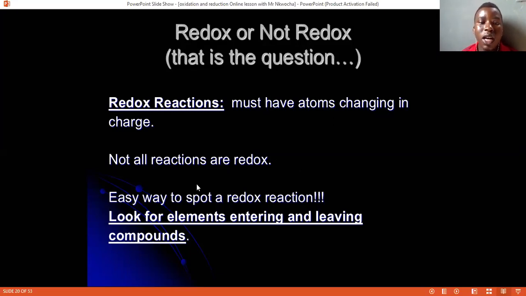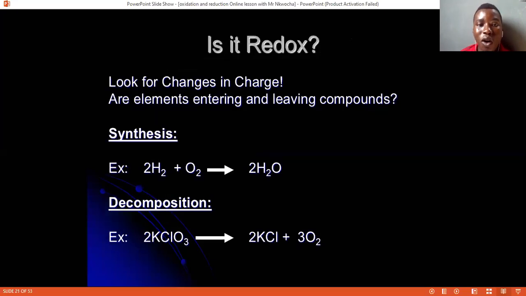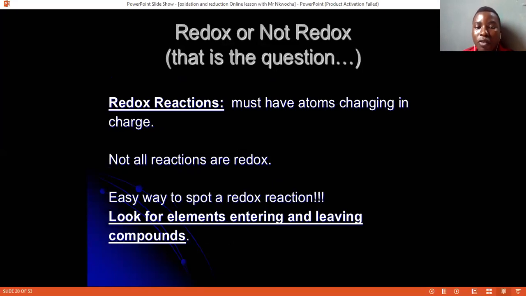An easy way to spot a redox reaction: look for elements entering and leaving a compound. Now this is very beautiful. This is one easy thing. Look at here now: hydrogen plus oxygen. What happened to both of them? Both of them are entering. See, that's my English. I told you I wanted to use entering and leaving.